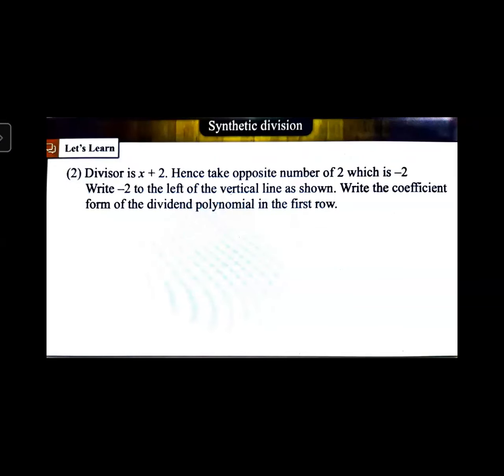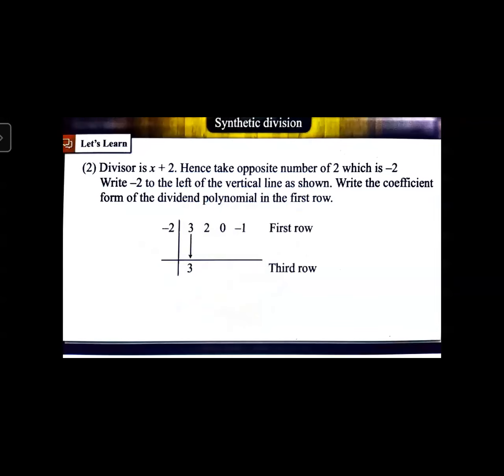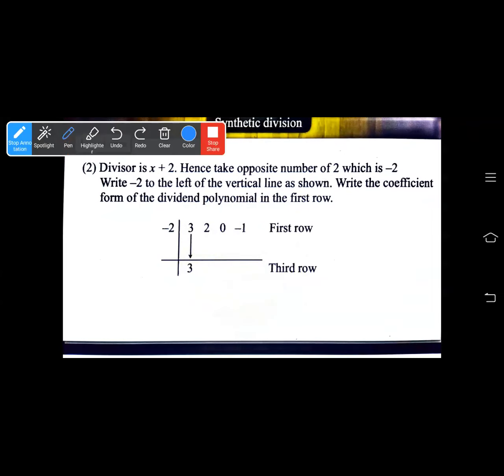So you have to write the opposite number of 2, which is minus 2. Write minus 2 to the left of the vertical line as shown. Write the coefficient form of the dividend polynomial in the first row. So let's start with 3, 2, 0, minus 1. This is your coefficient form, which we found earlier for the dividend. You have to write it in the first row.